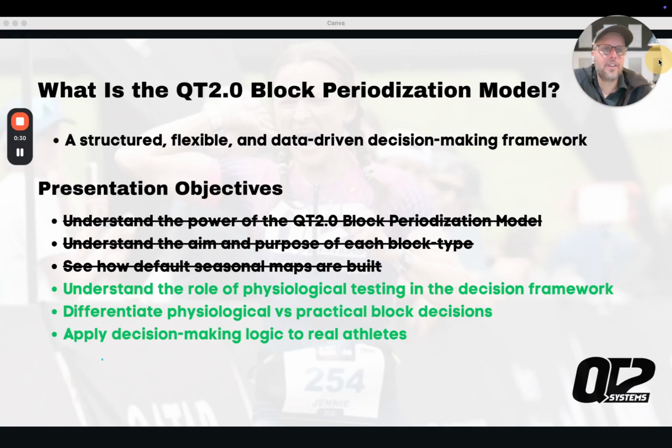In the first couple of webinars, we learned how to understand the power of the QT 2.0 block periodization model. We wanted to understand the aim and purpose of each block type, and we wanted to see how default seasonal maps are built. Today, we will finish out this and we'll talk about understanding the role of physiological testing in the decision-making framework, differentiating physiological and practical block decisions, and applying decision-making logic to real athletes, which will be the primary purpose of today.